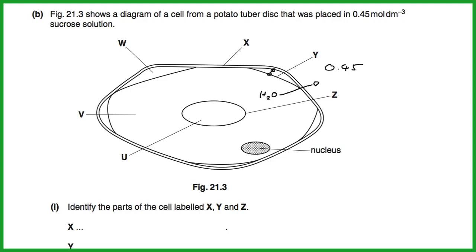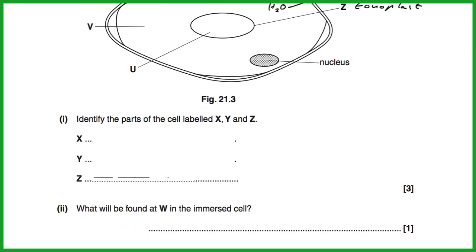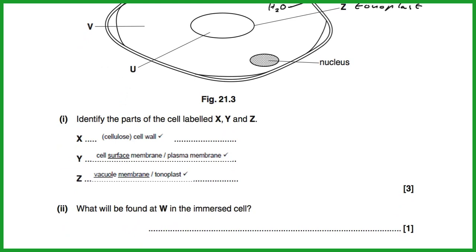So Y is the membrane, definitely. X is the cell wall. V would be the cytoplasm. Z would be the tonoplast, which is around the outside of the vacuole. And U would be the vacuole. So it then says identify the parts of the cell. So X is the cellulose cell wall, Y is the plasma membrane, and Z is the vacuole membrane or tonoplast.